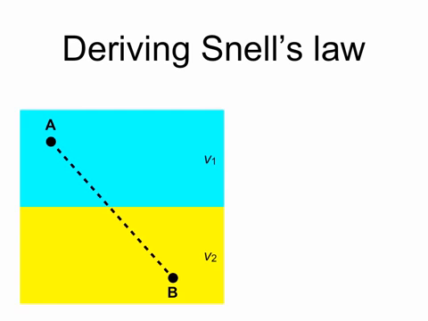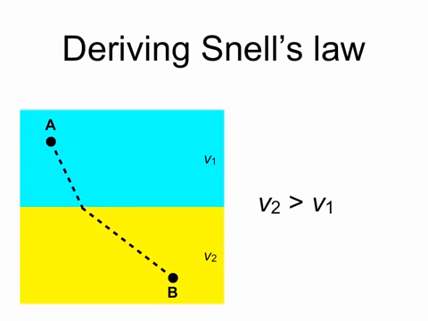Now you might think that if light is traveling from A to B, then the fastest path for it to take would be a direct line between them. But it turns out that if v1 is bigger than v2, so light's traveling faster through the blue material, it makes sense for most of the path to be in the blue region, where light is traveling faster. That'll minimize the time spent in the travel. And if v2 is bigger than v1, then it makes similar sense that most of the path should be in the yellow region, where light travels faster.